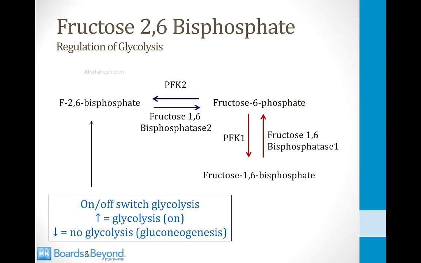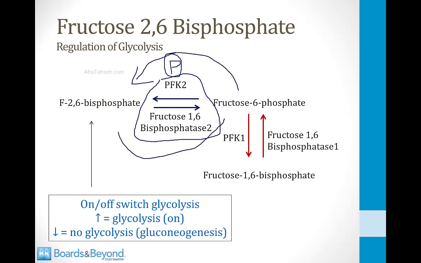So as we will see on the next slide, insulin or glucagon can result in the phosphorylation or dephosphorylation of these two enzymes right here. And depending on whether they are phosphorylated or dephosphorylated, they will tend to go either in this direction or in the opposite direction. And that is how insulin and glucagon can raise or lower the level of fructose 2,6-bisphosphate, which in turn affects the activity of these two enzymes here.